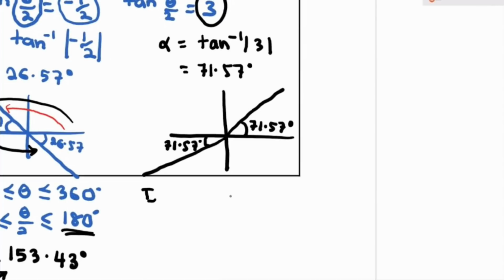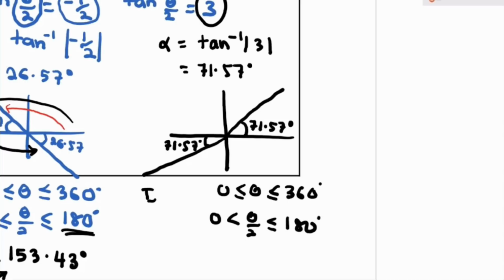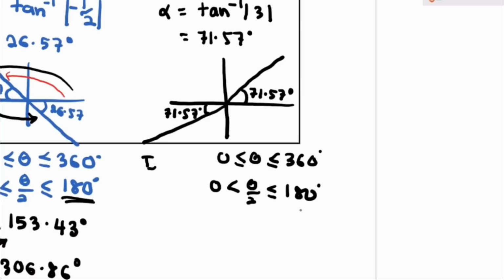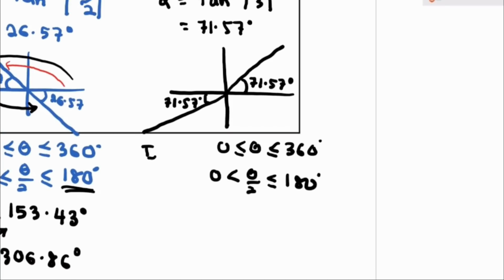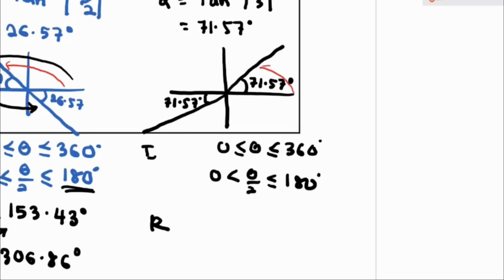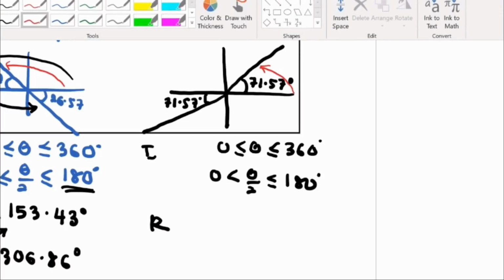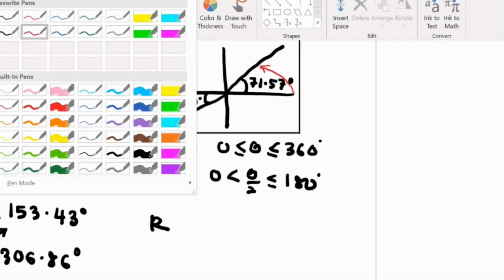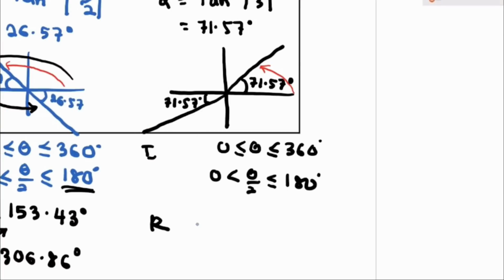So, the interval. They gave theta from 0 to 360, and this one is theta over 2, so you must change the interval, divide by 2. So you must rotate until 180, it cannot be more than 180. Okay, so now you want to rotate here. Rotate, start from the first quadrant. So the answer is theta over 2 equals 71.57.